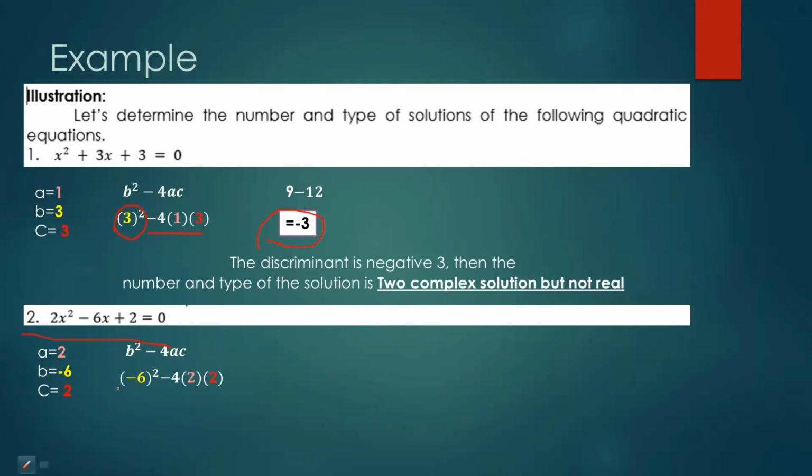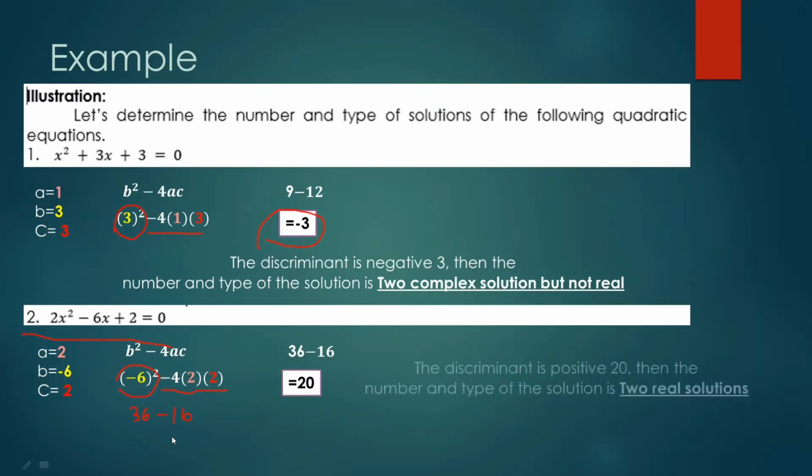So, negative 6 squared becomes positive 36. And then, negative 4 times positive 2, it becomes negative 8. And negative 8 times 2, it becomes negative 16. And then, naging 36 minus 16 siya. So, next is to simplify. So, 36 minus 16 is equal to positive 20. Since the discriminant is positive 20, then the number and type of solution of the quadratic equation is 2 real solutions.